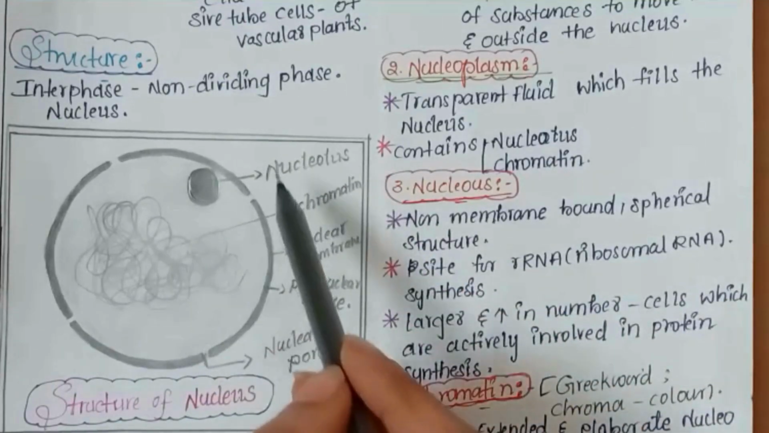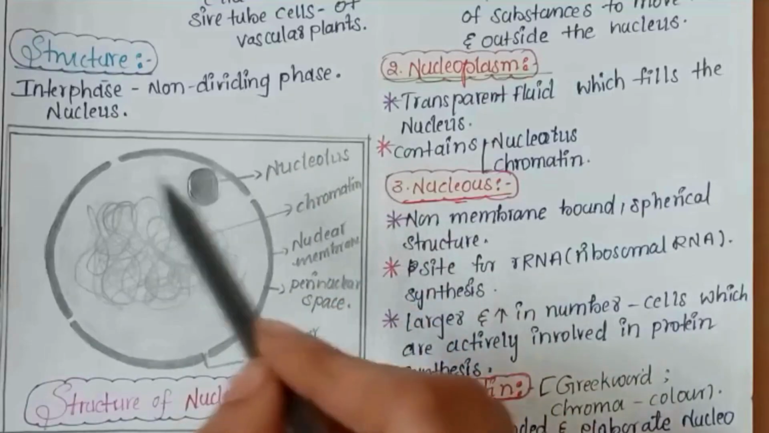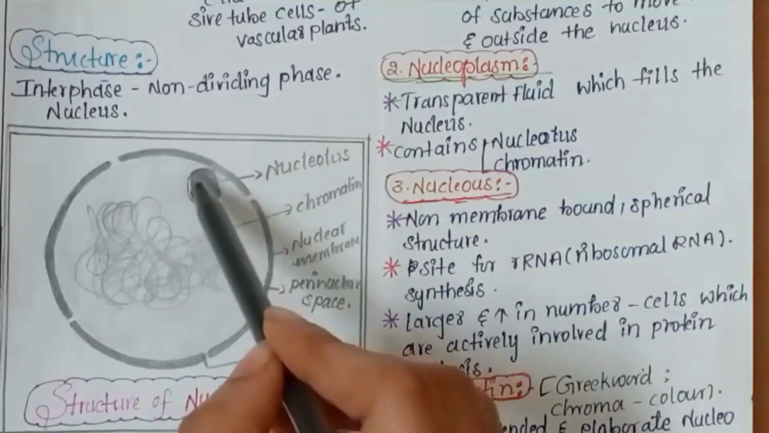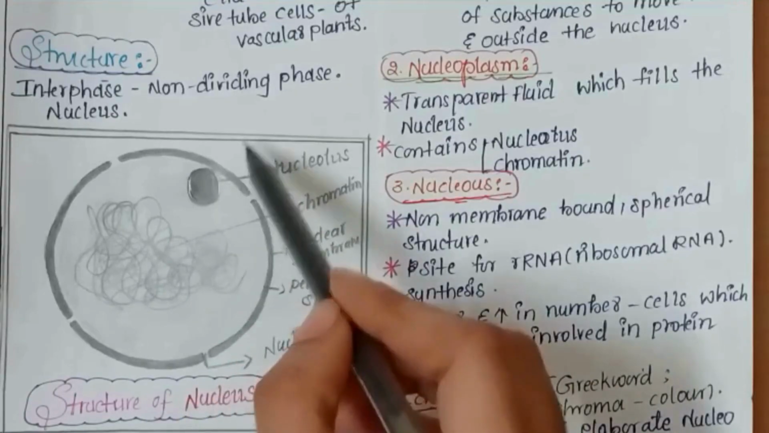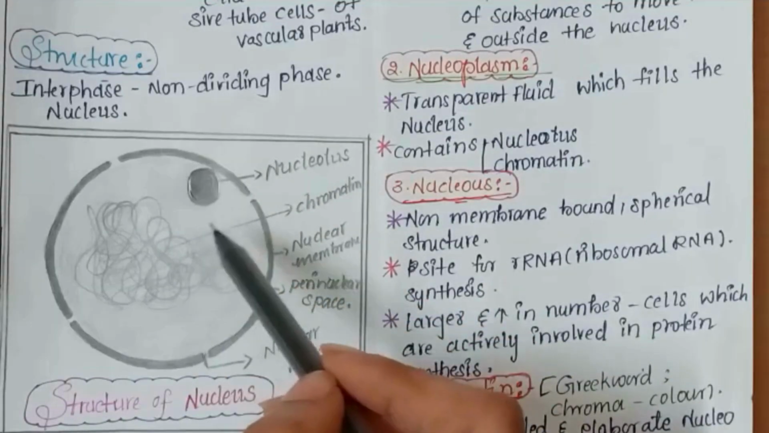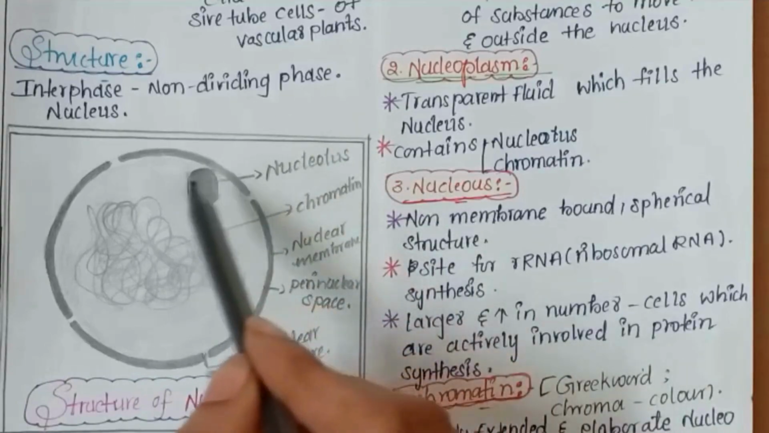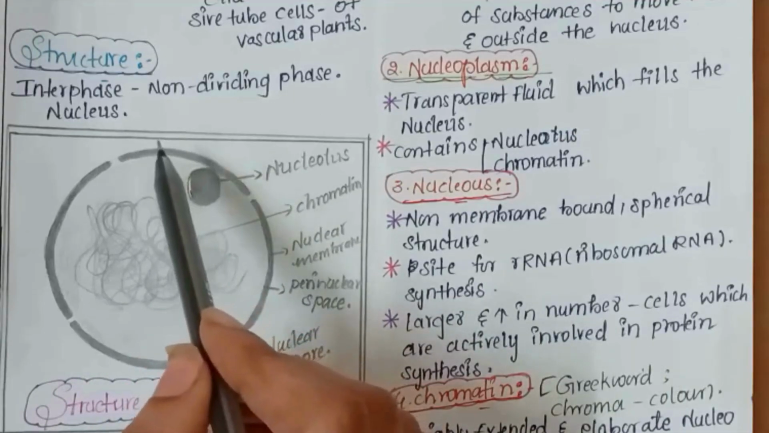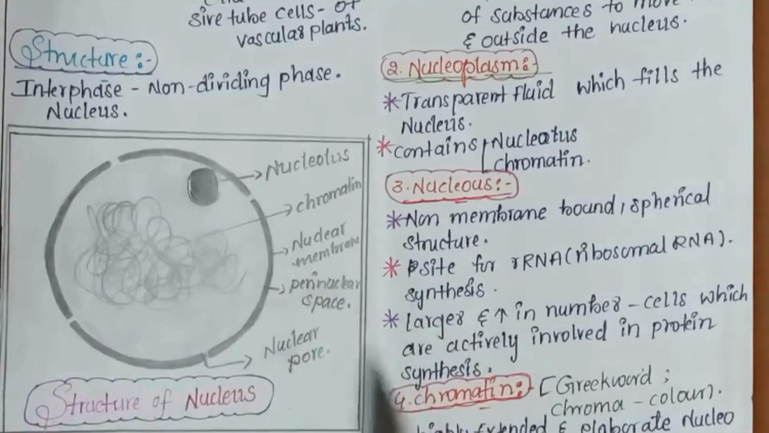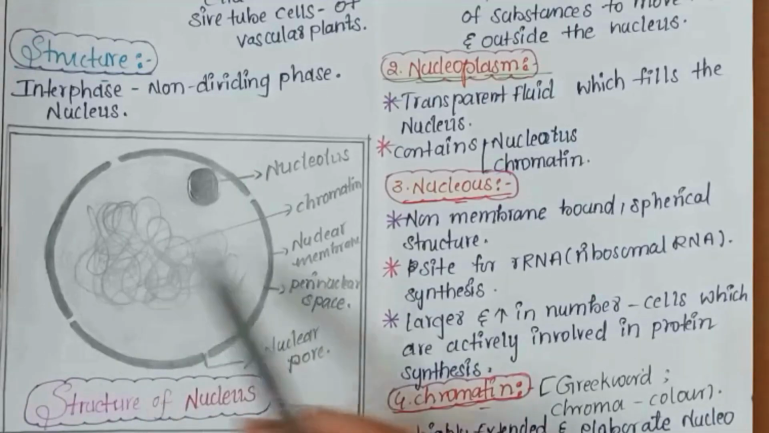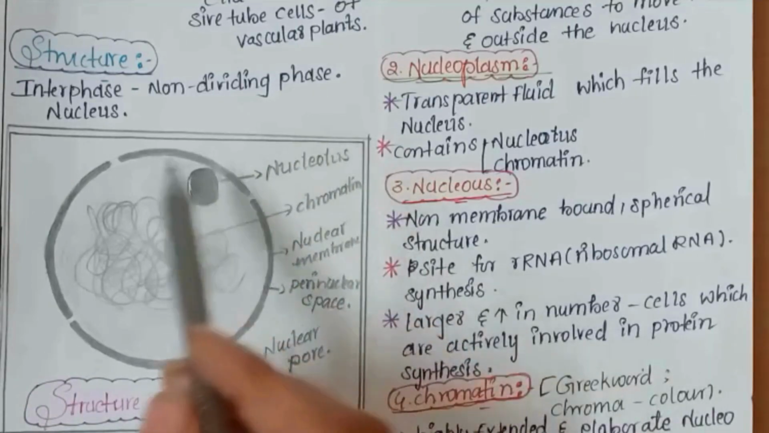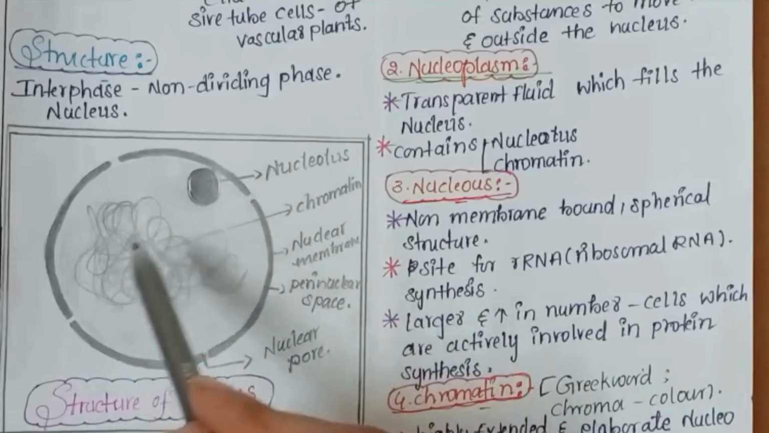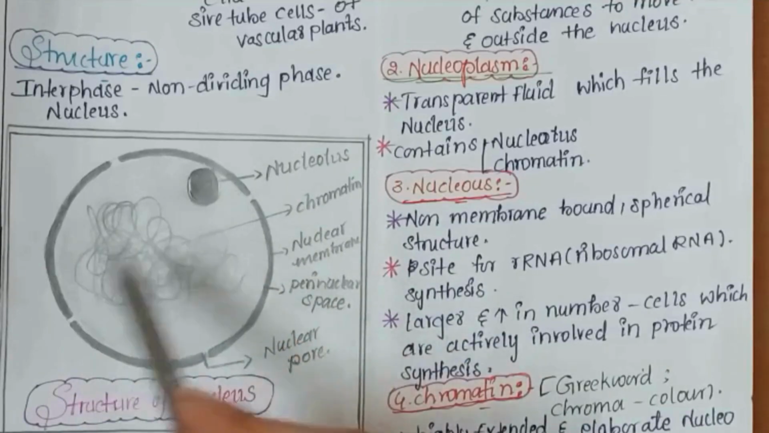nucleolus and chromatin material. Coming to the nucleolus, this is a non-membranous spherical structure. This is a site for ribosomal RNA synthesis, and if there is a large number of nucleoli present in a cell, that indicates that the cell is actively involved in protein synthesis.